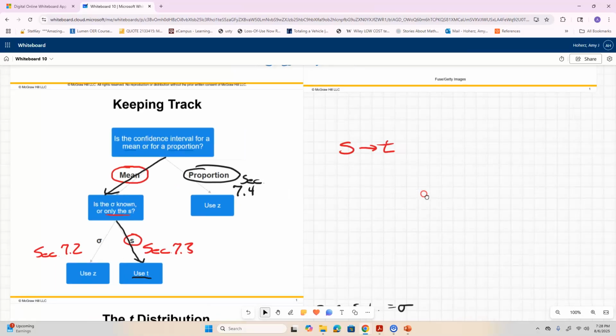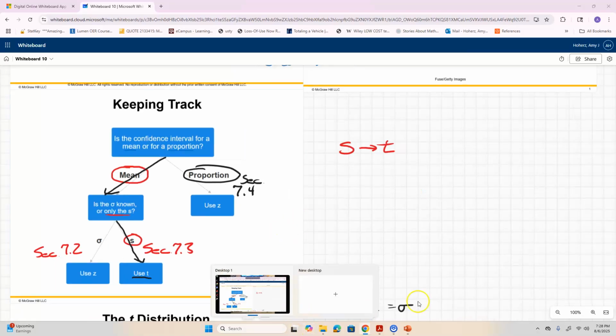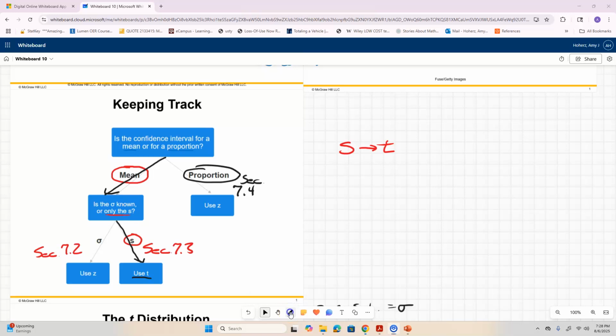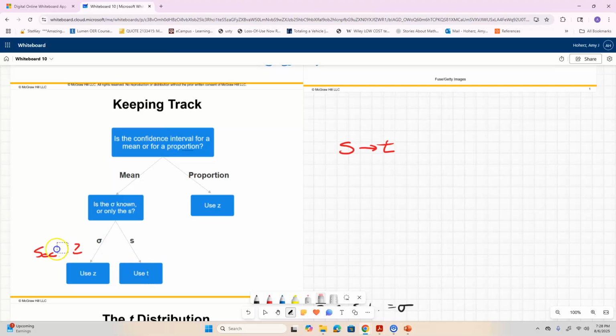So we had on our problem, it said that we were doing the mean for the turtles. So when we ask our first question, is it a confidence interval for a mean or for a proportion? Well, it's for a mean, so we're going to go this direction.